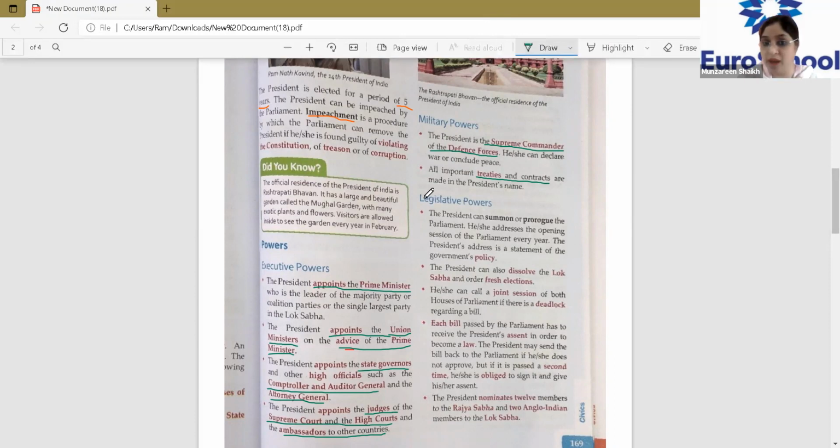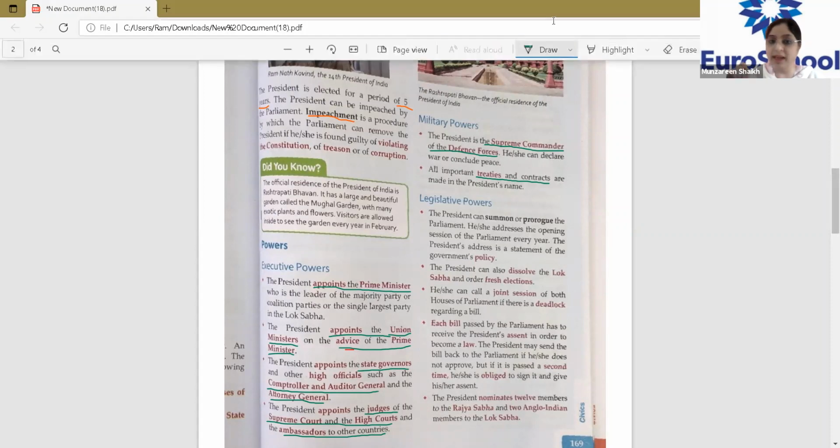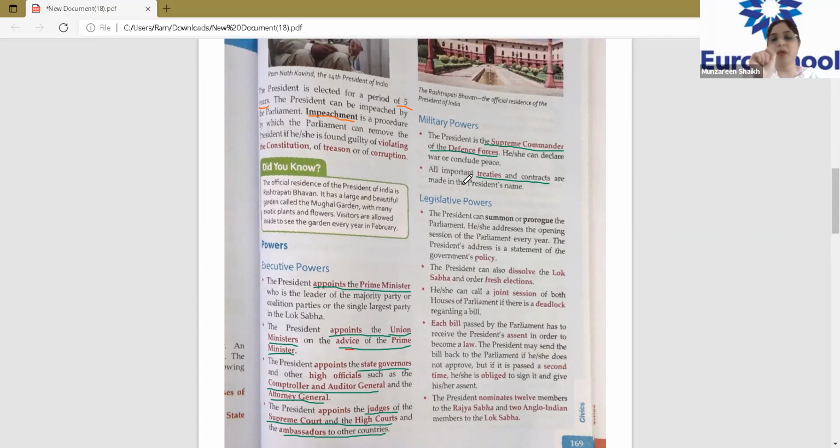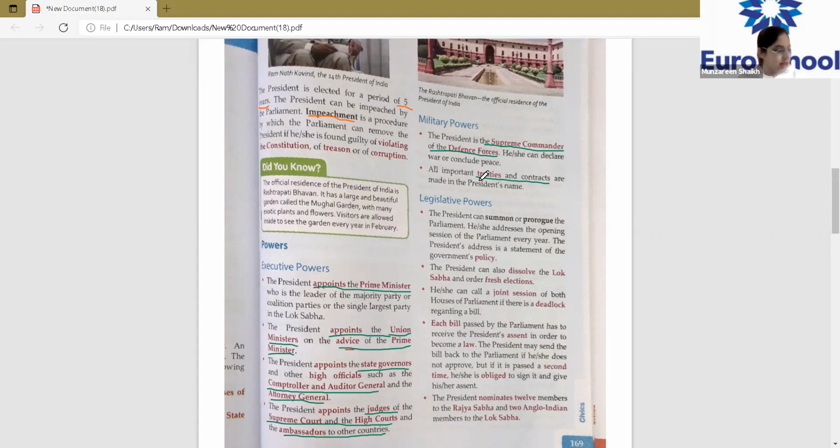See, there are executive powers, military powers, and legislative powers. Can you make out, children? Powers of president. I want each one of you to make a tree diagram of it, starting with powers of president, divided into 3 different parts. One is executive powers, second military powers, third legislative powers. We have already discussed executive powers, and you also have financial, judicial, emergency and discretionary powers. So I want you all to make a tree diagram of all these powers.